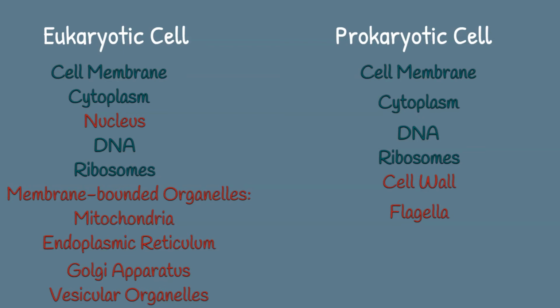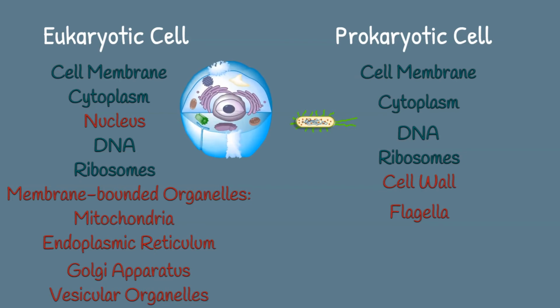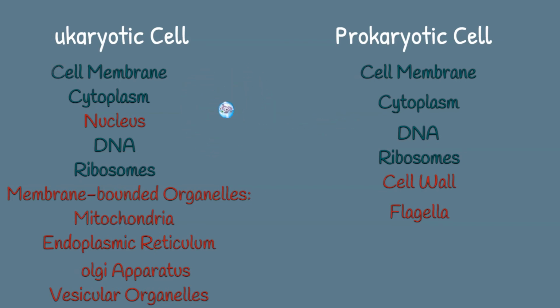While the nucleus and membrane-bounded organelles are only found in eukaryotic cells, the long flagella is commonly found in prokaryotic cells, and the cell wall is found in all prokaryotic cells, but is only found in limited eukaryotic cells, such as the plant cell. Not to mention that the eukaryotic cell is exceptionally larger than the prokaryotic.